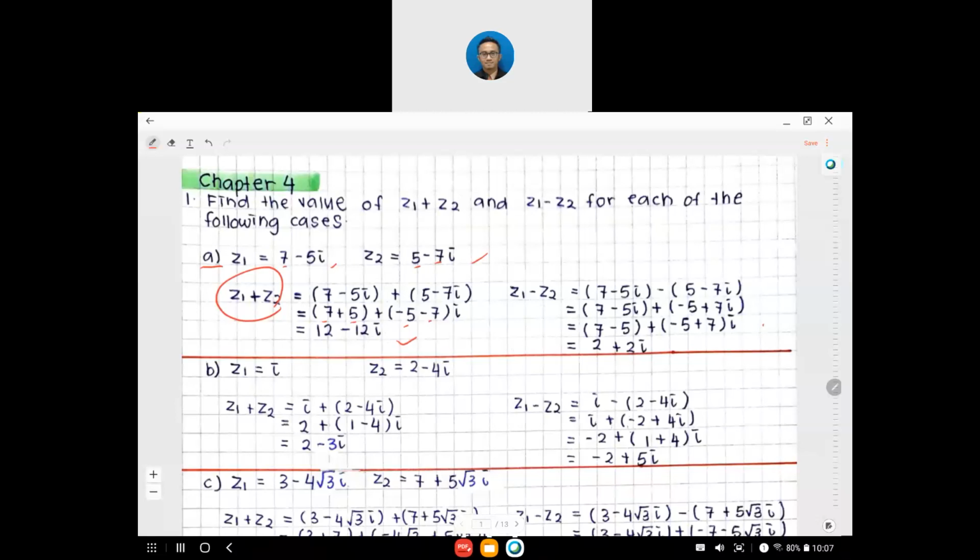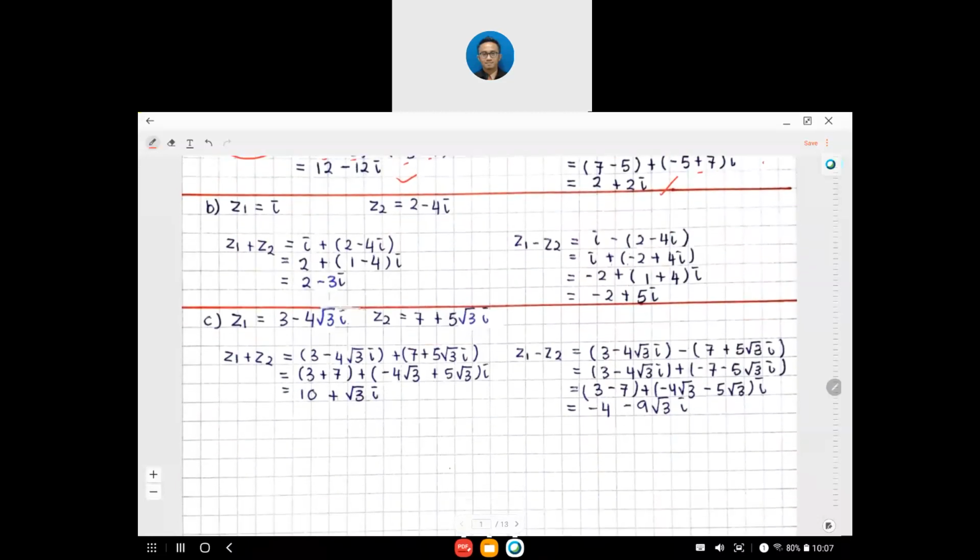For the second one, Z1 minus Z2, it is also the same thing. It becomes Z1 minus Z2, so here is a minus. When you open the bracket, no need to put the... it's no problem. Okay, so it becomes 7 minus 5 plus negative 5 plus 7, because this one, minus minus, becomes plus. Okay, so it becomes 2 plus 2i. That one is for question A.